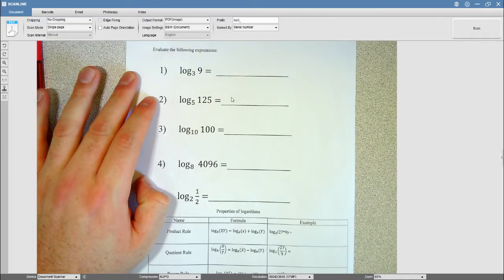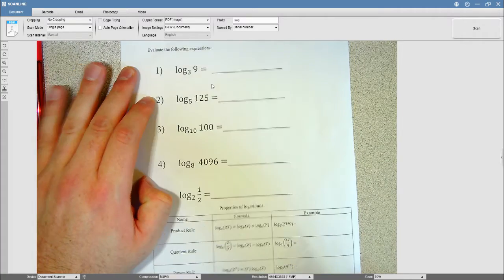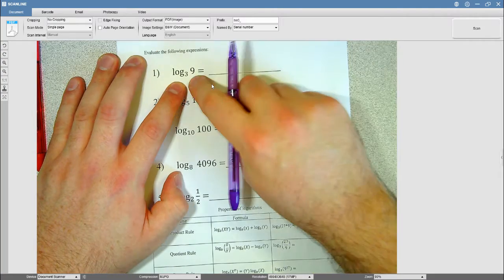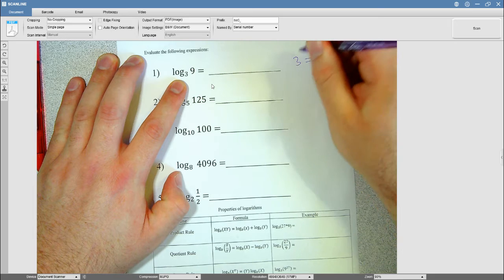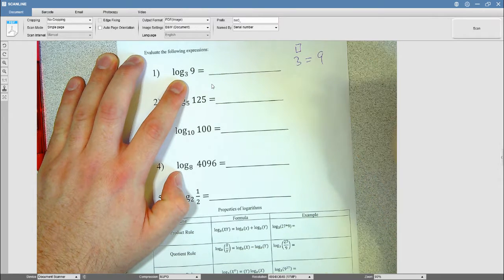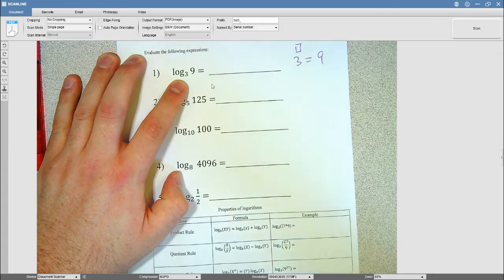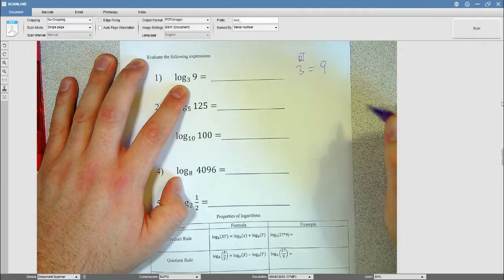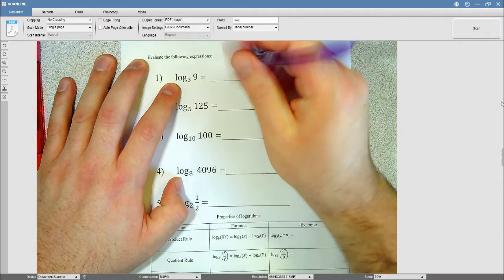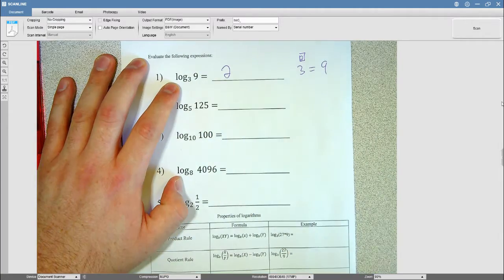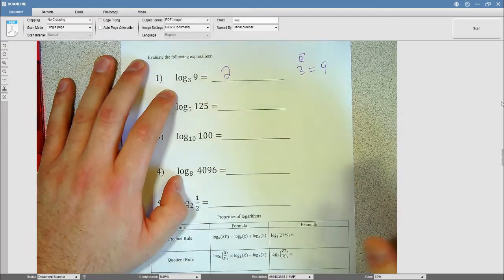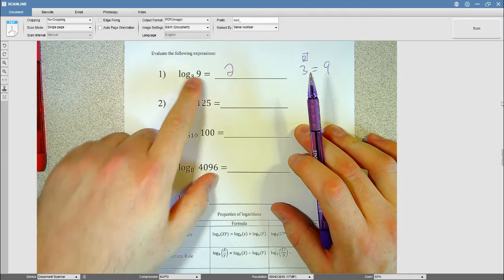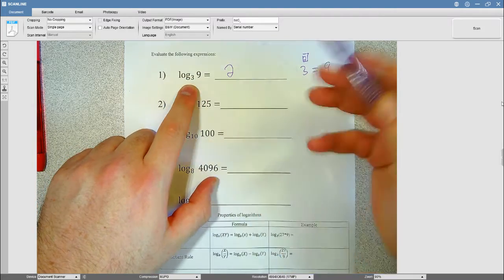Let's look at log base 3 of 9. When we look at this, what I want you to be thinking is, okay, I have 3 and I need to raise it to some power to make it 9. What's that power I need to raise 3 to to make it 9? And the answer is 2. So the log base 3 of 9 is 2. That's all this is asking us. I know it sounded confusing, but it's really not. All this is asking us is, what power do I need to raise 3 to make it 9?